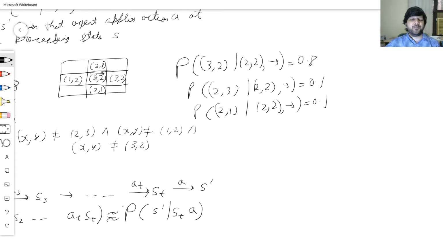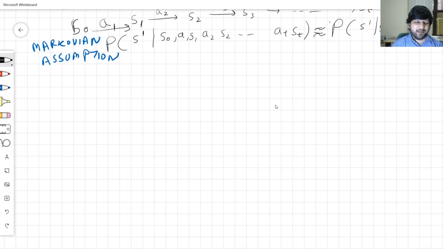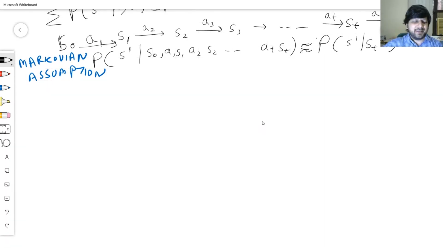And similarly you could do it for the down. So from 2 2 if you apply down, the probability of going to 3 2 will be 0.8, 2 1 will be 0.1, 2 3 will be 0.1. Left, the probability of reaching 2 1 will be 0.8, 1 2 will be 0.1 and 3 2 will of course be 0.1. So I've defined my probabilities. Now let's try to see if we can define what our solution should be.